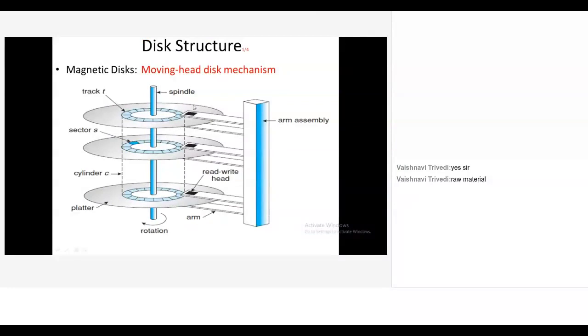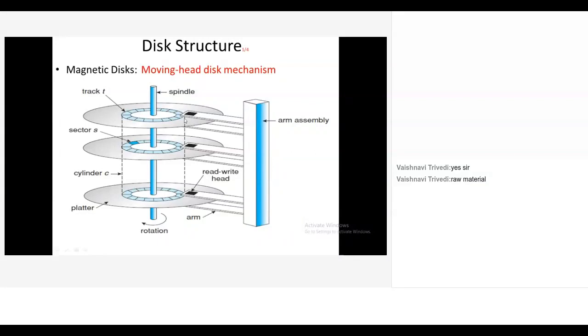You can see the platters are within these read-write heads, and one platter consists of a number of logical tracks, and one track consists of hundreds of sectors. And what is this cylinder? This is one arm position from the arm assembly. As you can see, these arms of the assembly are fixed.